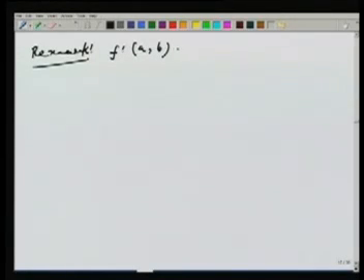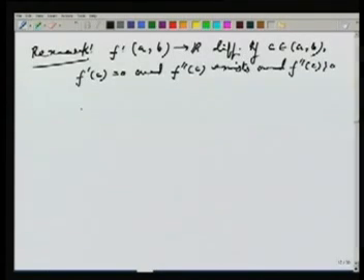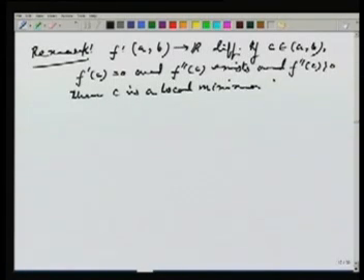Analogously, I can deal with the case of minimum, that is given as: f is from AB to R, differentiable, if C belongs to AB with the condition f prime C is equal to 0, and if f double prime C exists and is positive, then C is a local minimum for f.